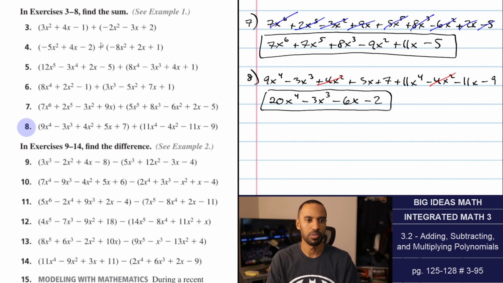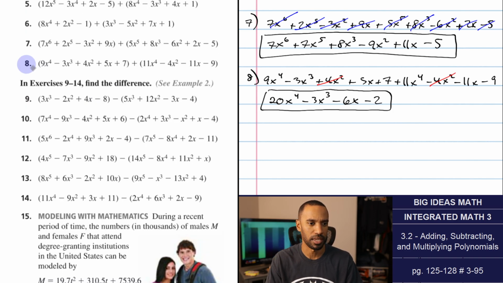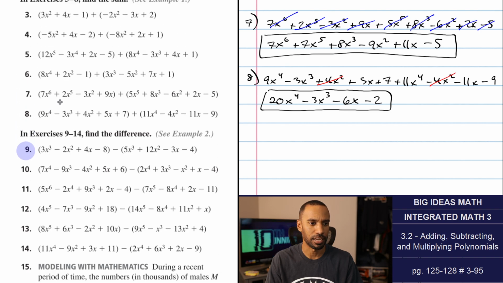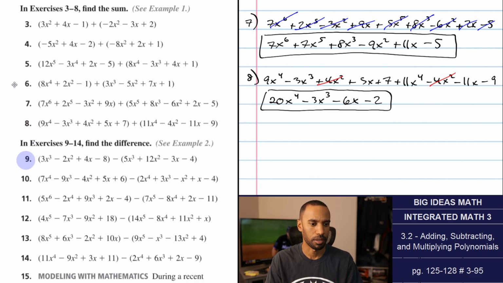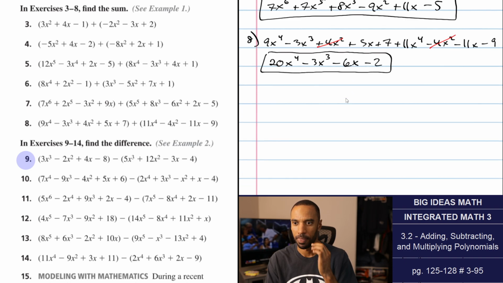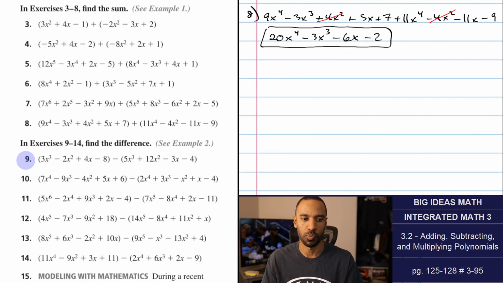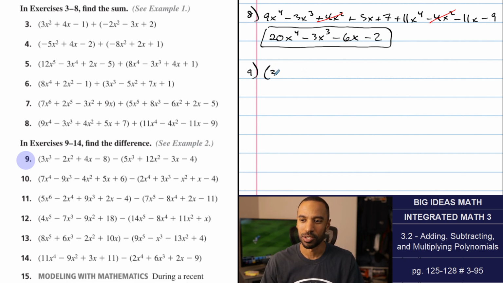That was 6 problems. That one I think is okay in terms of speed. 9 to 14, let's find the difference. I'll keep this list like that just so you have the sums on top. I'm going to go back to writing the first 3 sets with the original parentheses, the original problems. After that, I'm just not going to. So I start with 3x cubed minus 2x squared plus 4x minus 8, and then minus the next quantity.